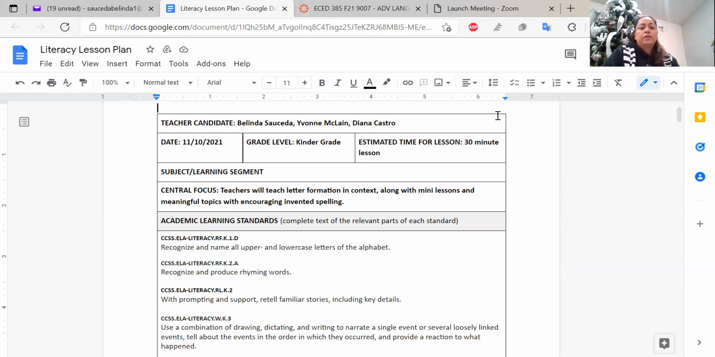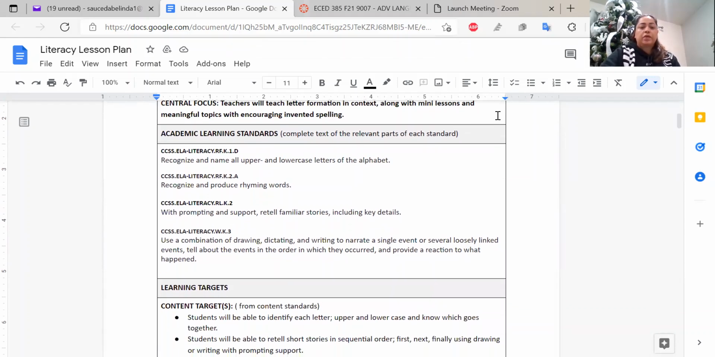So the central focus: teachers will teach letter formation in context, along with mini lessons and meaningful topics, with encouragement and inventing spellings. The academic standards, the learning standards we picked for this lesson plan, are to recognize and name all upper and lower case letters of the alphabet, and to recognize and produce rhyming words.